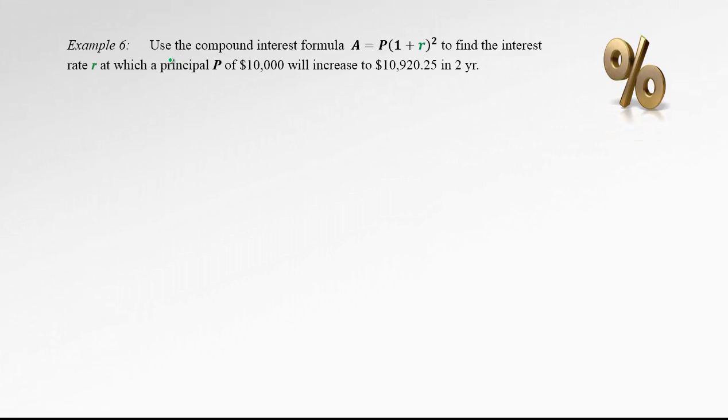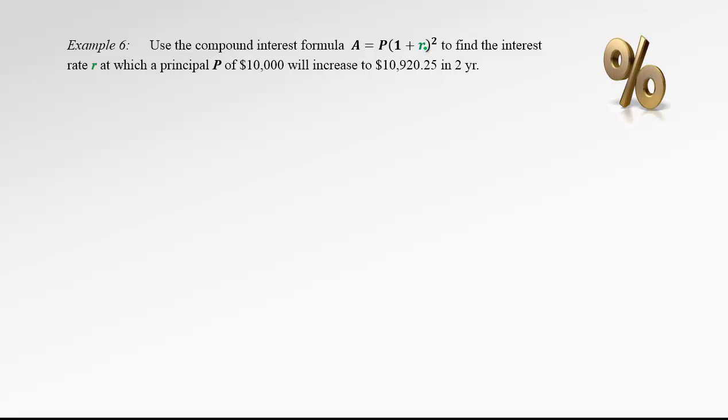Let's see one more example. Use the compound interest formula, which is given here. A, the amount, equals the principal times, in the bracket, 1 plus the interest rate r, squared. Find the interest rate r at which a principal P of $10,000 will increase to the amount 10,920.25 in 2 years.